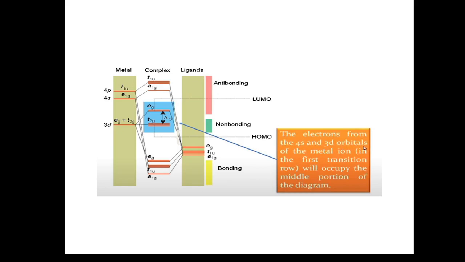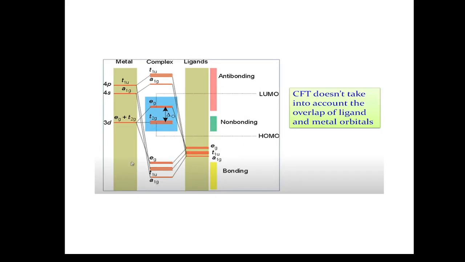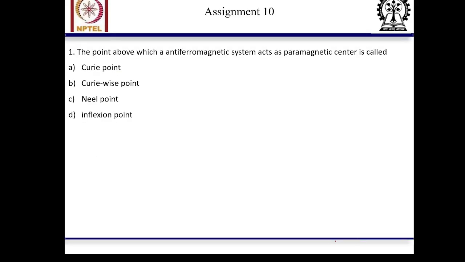And the electrons from 4s and 3d of the metal, in the first transition series, will occupy the middle portion of the diagram. This is similar to what we filled in the d^n in crystal field theory. So the same thing is happening here also. That is the extended version in ligand field theory. So what is the difference from crystal field theory? This is all the same as crystal field theory, but here we are taking the overlap of ligand and metal orbitals. That is the main point. Now coming to the problem solving session.